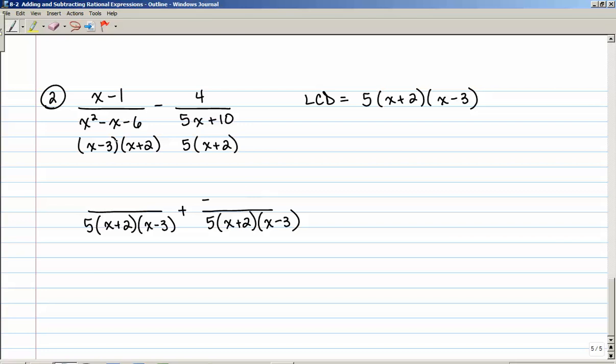Okay, so here's my original denominator of the first fraction. In order to go from this denominator to this denominator, I need to multiply top and bottom by 5. Okay. Here's my original denominator of the second fraction, 5 and an x plus 2, but I'm going to need to add to that an x minus 3, top and bottom.